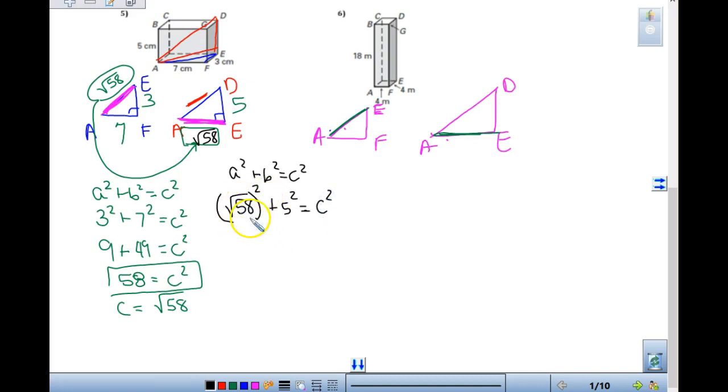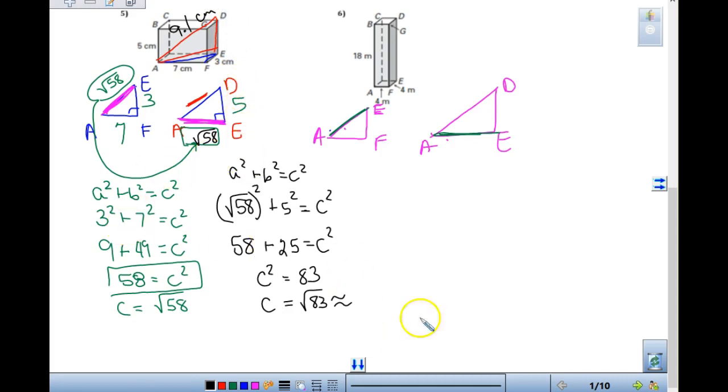When you take square root of 58 and square it, it leaves you with 58. Plus 5 squared is 25, equals C squared. We are going to add these two together. 25 plus 58. If you need to do that on your calculator, please do so. Makes sense, 83, but the square root of 83, and now we're going to approximate that. And that square root of 83 should have come out to be 9.1. So this length, 9.1 in this case, centimeters.